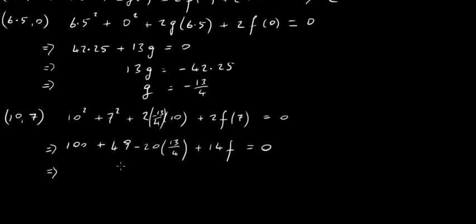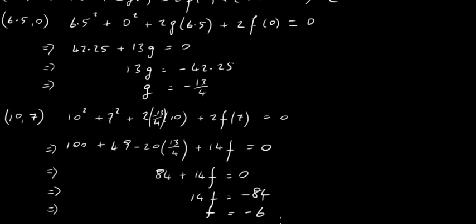Okay, look, 100 plus 49 minus 20 times 13 over 4, that just gives me 84. It's just calculator work. You can do that fairly quickly on your calculator. It's equal to 0. So here I'll end up with 14f is equal to minus 84. So then I just end up with f divided by 14 gives me minus 6. Okay, so now we have g, f and c.